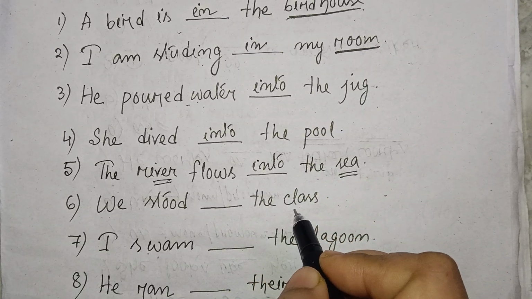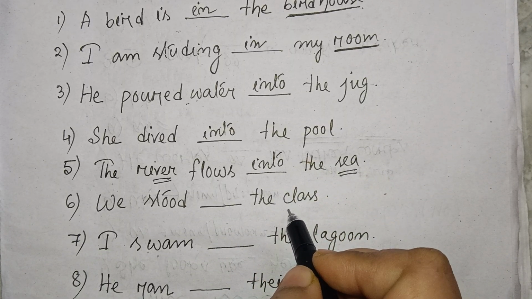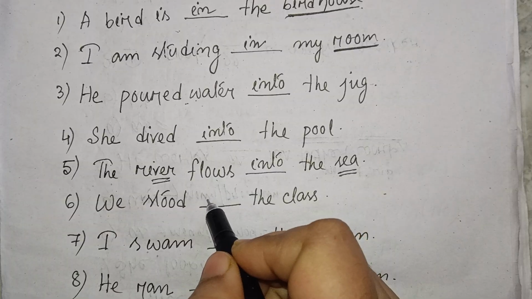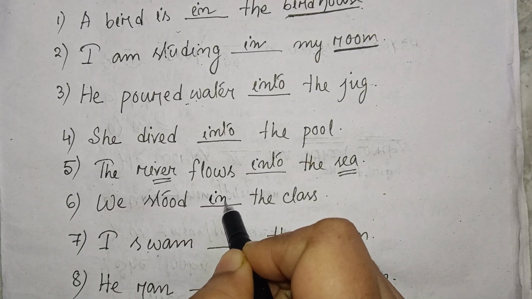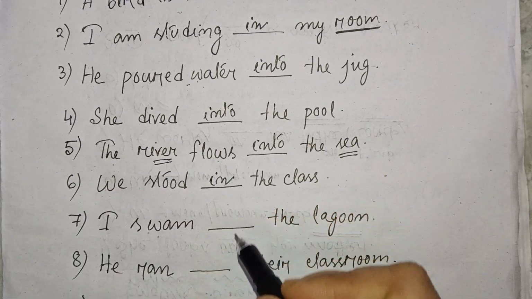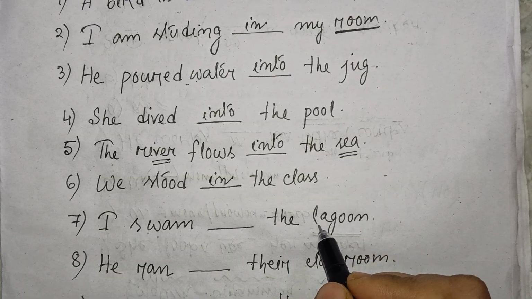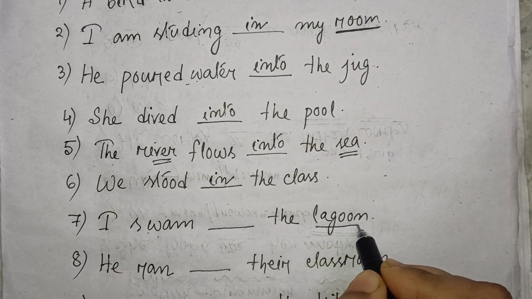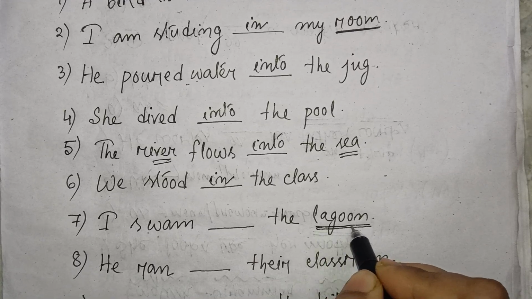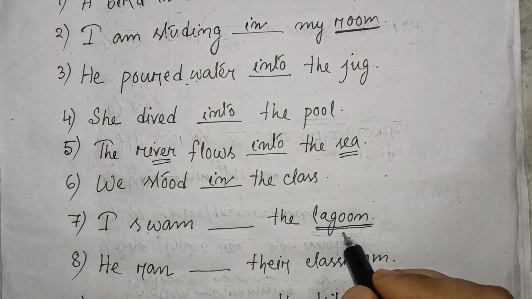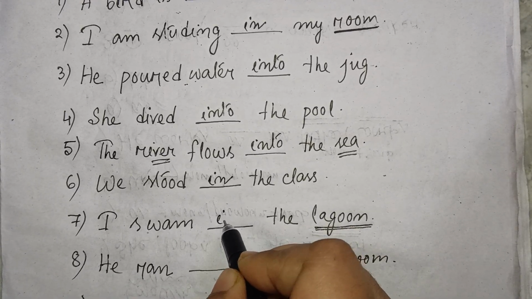We stood dash the class. It means he is standing in the class, he is not moving from the class. So it will be in. The next one is, I swam dash the lagoon. So he is swimming in the lagoon. He is not moving from one place to another. He is in the lagoon. So it will be in.